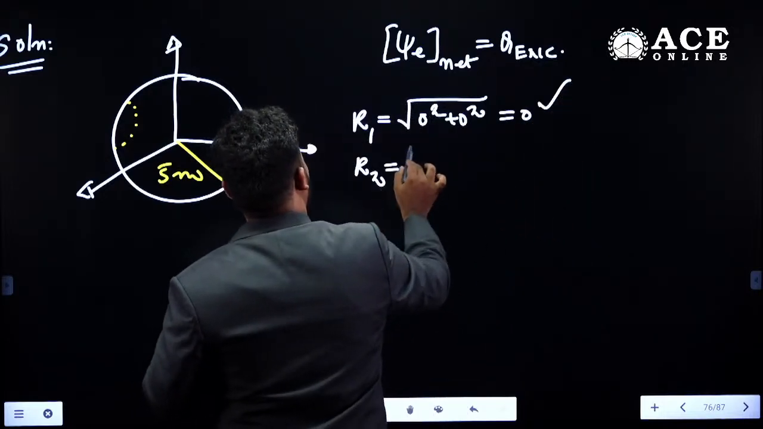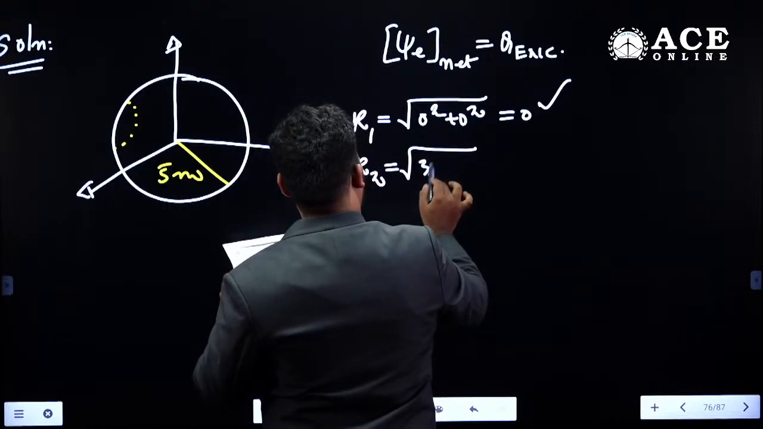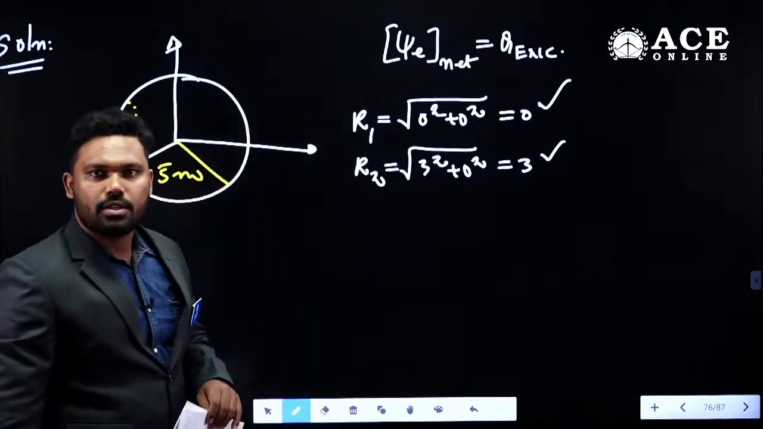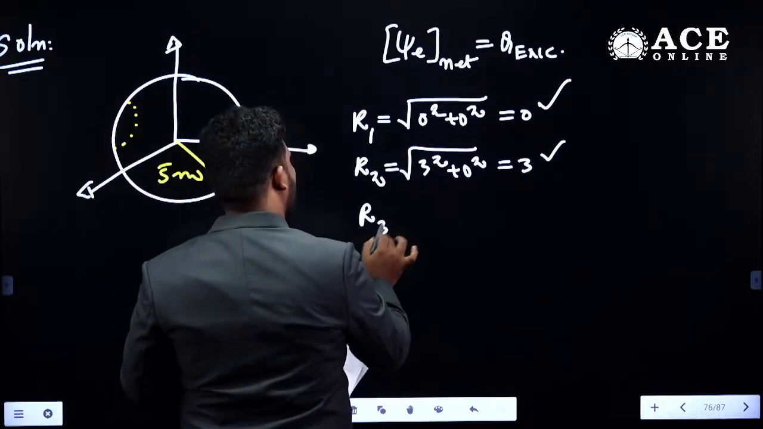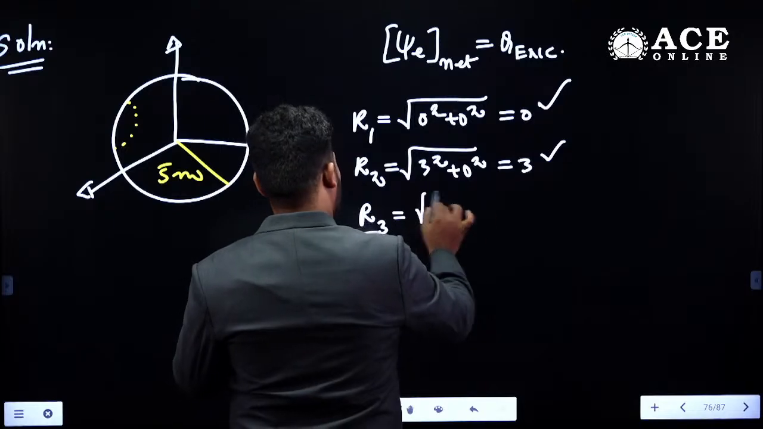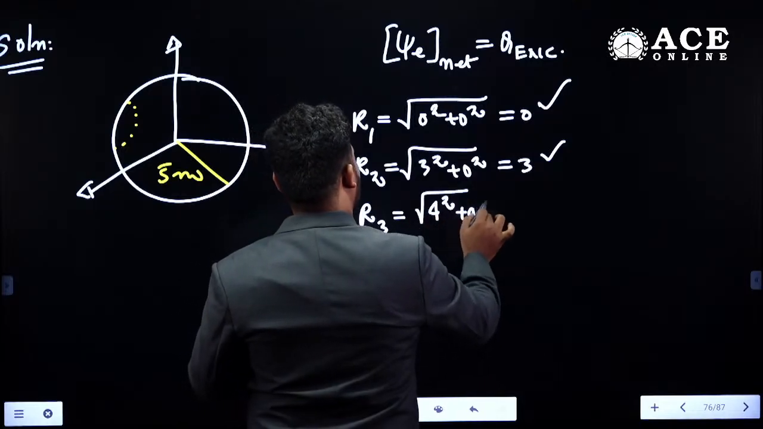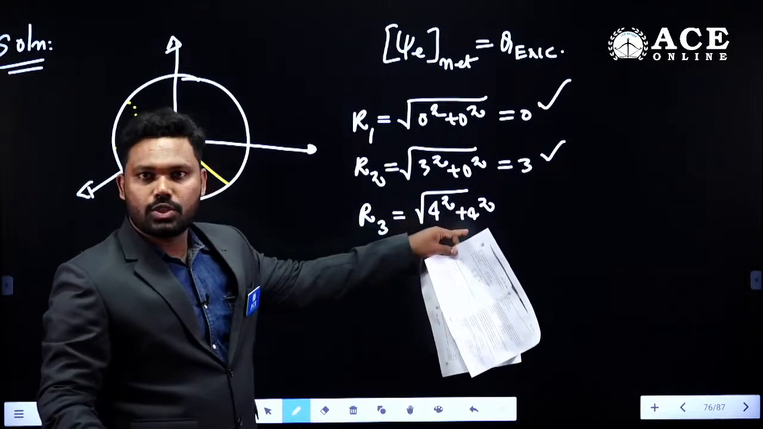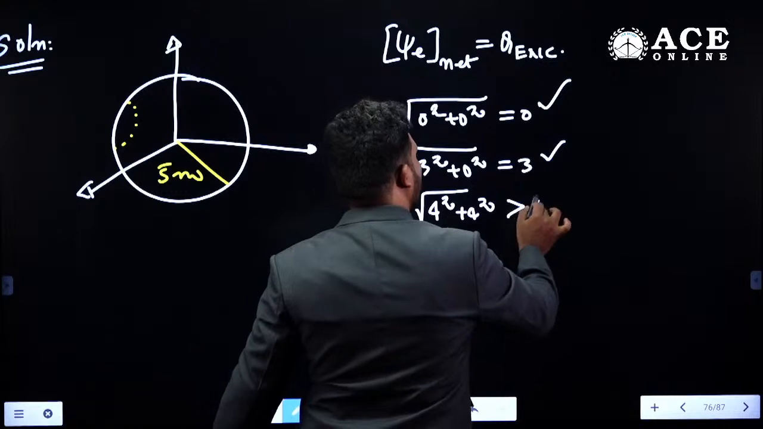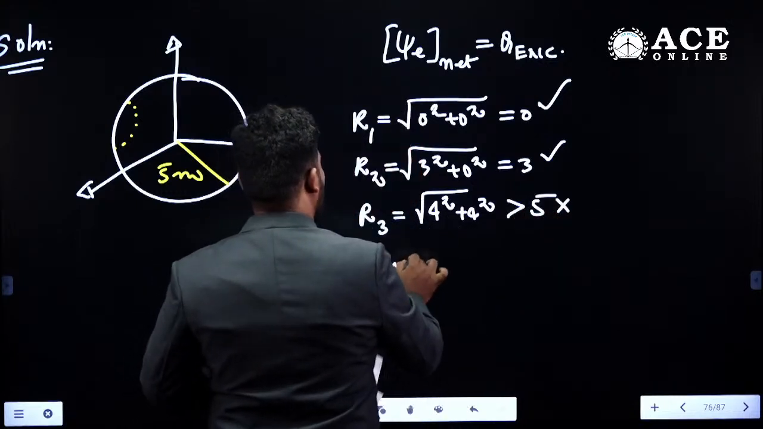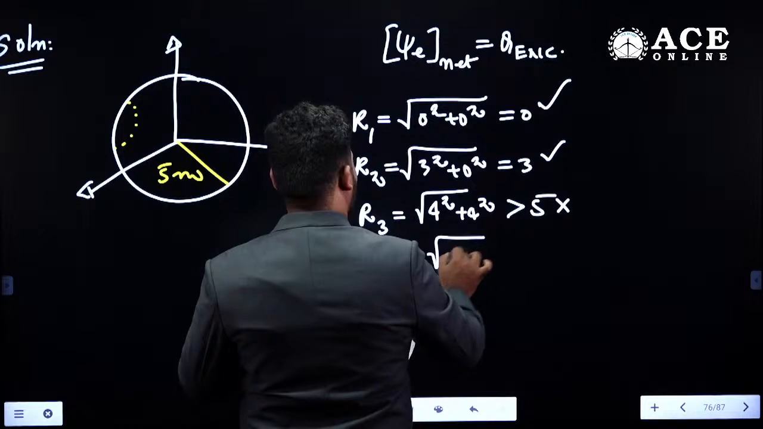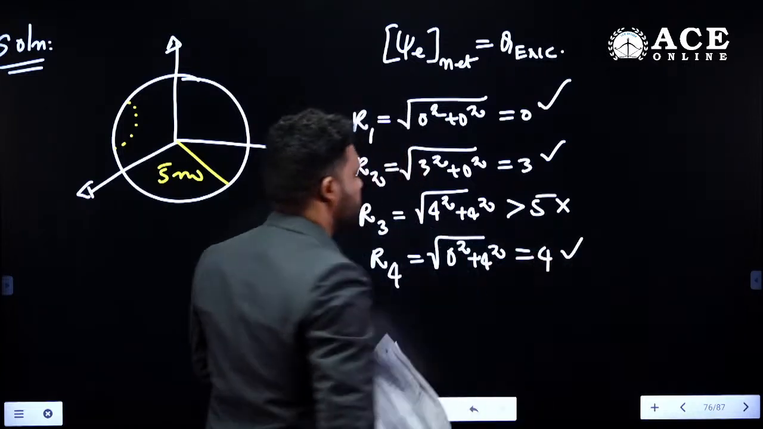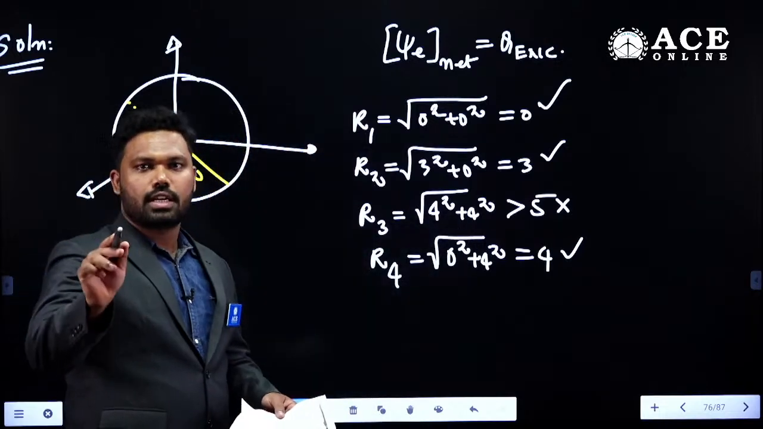The second one is square root of 3 square plus 0 square, which is equal to 3. So that is inside the sphere, you need to consider it. The third one, 4 square plus 4 square, is square root of 32. So obviously it is greater than 5, you need to discard this. R4, what is R4? Square root of 0 square plus 4 square, which is equal to 4, you need to consider that. First one, second one, fourth charge.